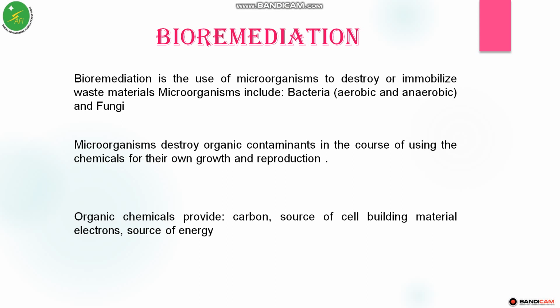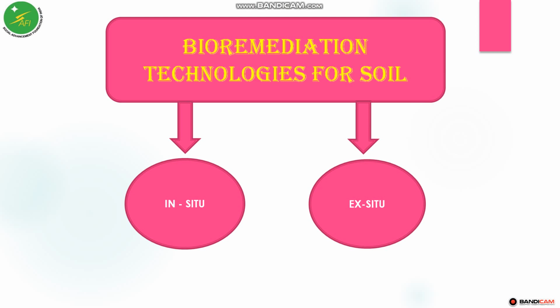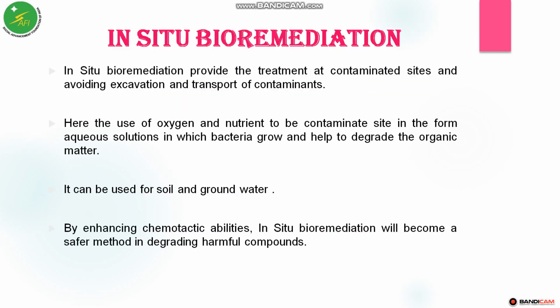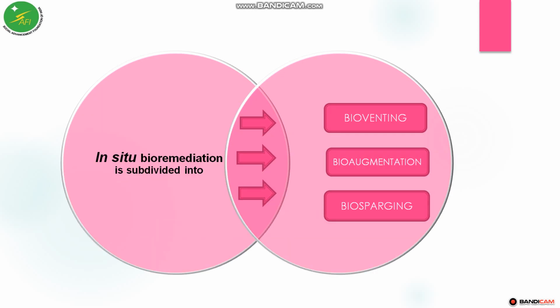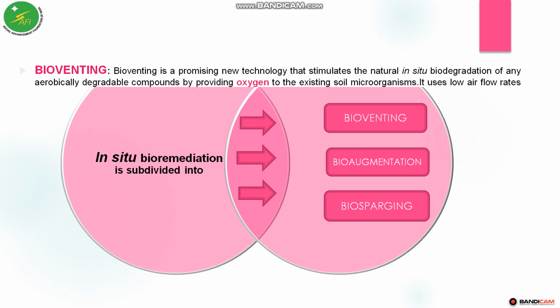Let us see what we mean by bioremediation. It is the process of using microorganisms like bacteria and fungi for destruction of waste materials. Two types of bioremediation processes are there, in situ and ex situ. In situ bioremediation is the process in which waste materials are treated at the site of generation itself. No, it is not transported to another site. Mainly there are three types of in situ bioremediation: bioventing, bioaugmentation and biosparging. Let us see in detail.